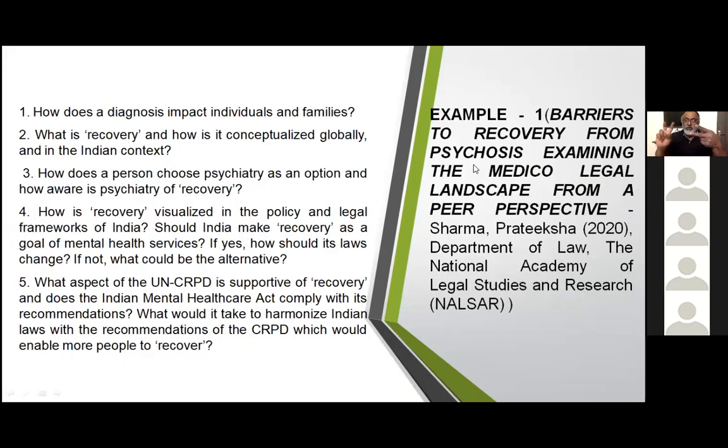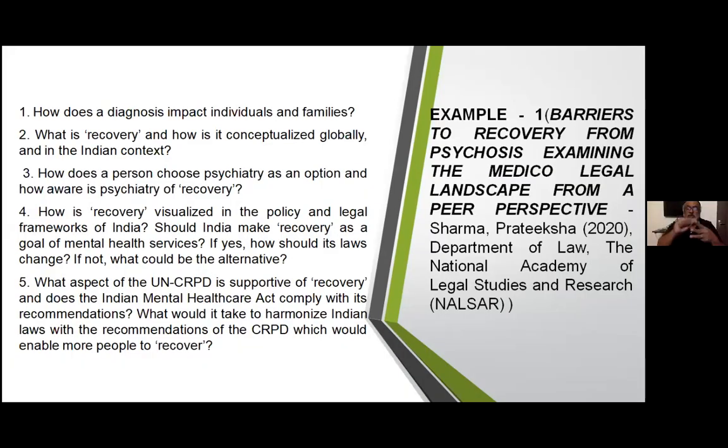So let's continue. I've taken this research question example from Barriers to Recovery from Psychosis, examining the medico-legal landscape from a peer perspective. Here, Pratiksha, who is also from Nalsar and did this under Amita Rananan, has directly started off by questioning how a diagnosis impacts individuals and families.